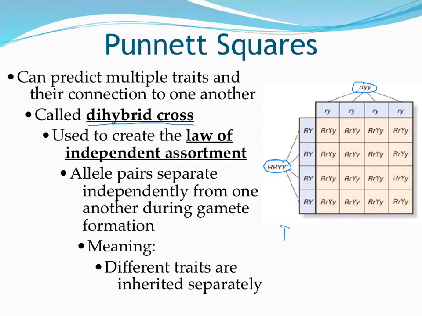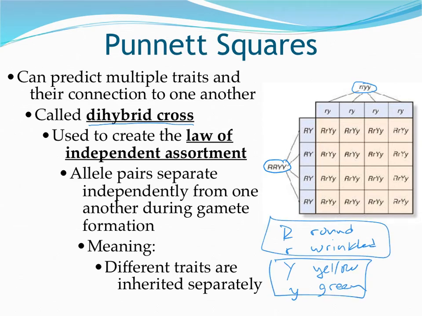So big R is round, and the other version, little r, would be wrinkled, and big Y would be yellow, and little y would be green. So these are the 2 traits, right? Seed color and seed shape, and they're alternating versions of it. Mendel used this idea to come up with something called the law of independent assortment, which says that the alleles for these different traits separate independently during gamete formation, meaning that they're not on the same chromosome, and that different traits, because of this, are inherited separately.